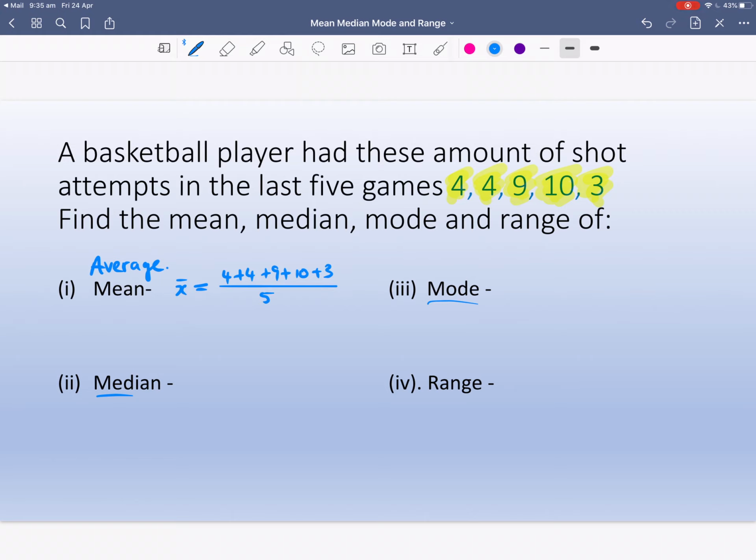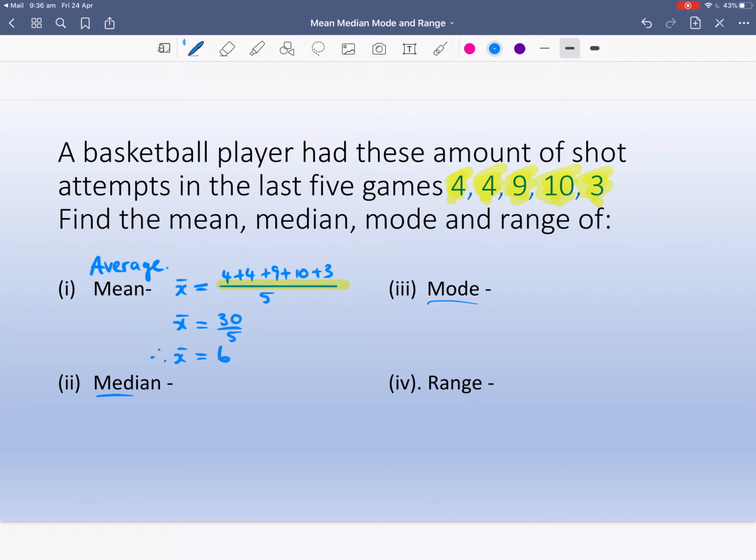Okay? So we can either add it up in our head or we can use our calculator to do the same thing. Remember that fraction means divide. All right? So I'm just going to do it in my head. 4 plus 4 is 8. 8 plus 9 is 17. 17 plus 10 is 27. Plus 3 is 30. So we're going to have 30 divided by 5. Therefore, the average is 6.